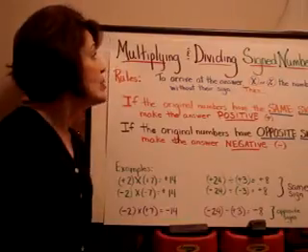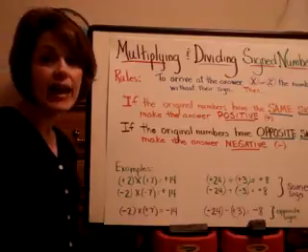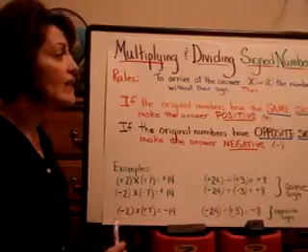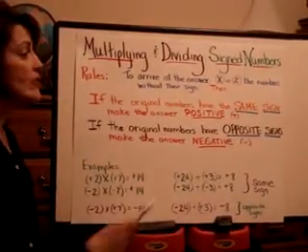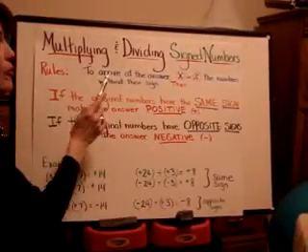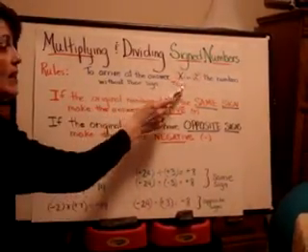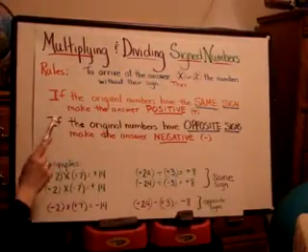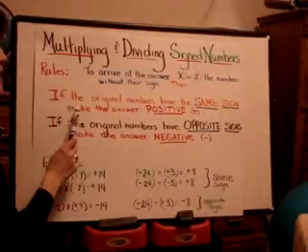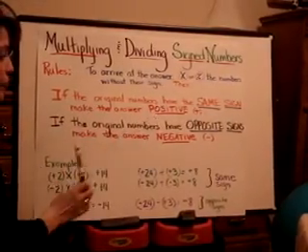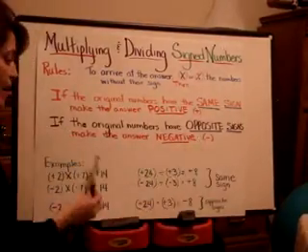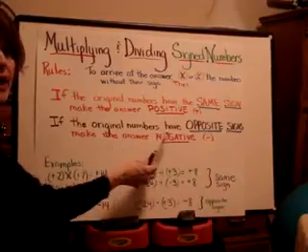My math lesson is going to be on multiplying and dividing signed numbers. There are rules when you multiply and divide signed numbers. To arrive at the answer, you first do the multiplication or the division without the signs. Then, here are the two rules you follow. If the original numbers have the same sign, then you make the answer positive. The second rule is that if the original numbers have opposite signs, you make the answer negative.